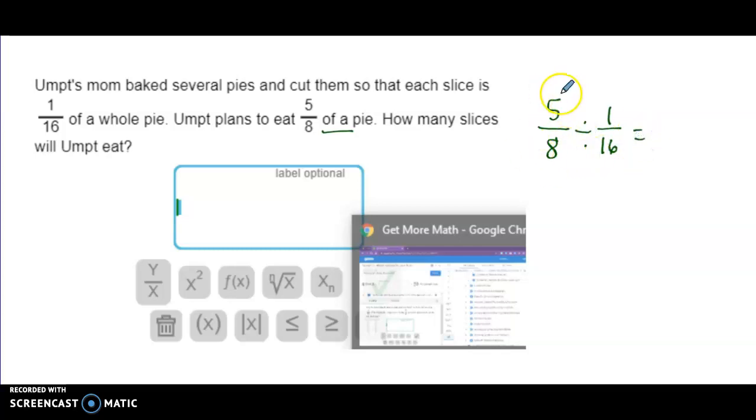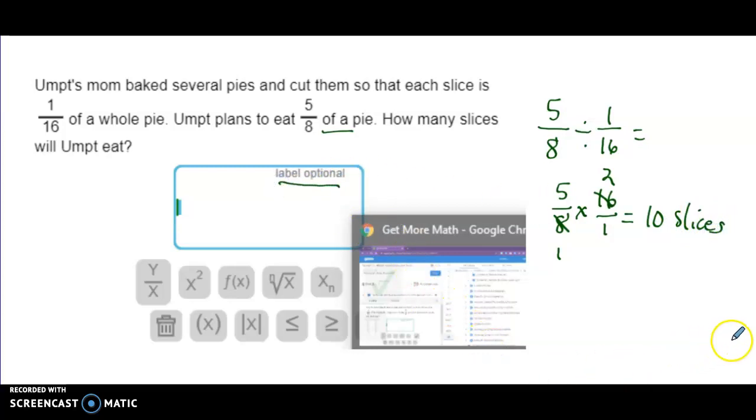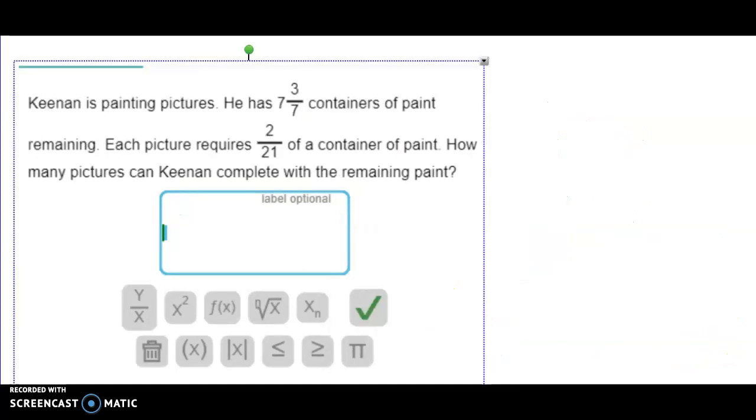Okay, so this is the total amount he ate divided by the size of the slices he's been eating. Keep, change, flip, and simplify first. And he ends up eating 10 slices. And please note that in light gray, they do say that the label is optional, so if you forget that. This is also another division problem that you'll see.